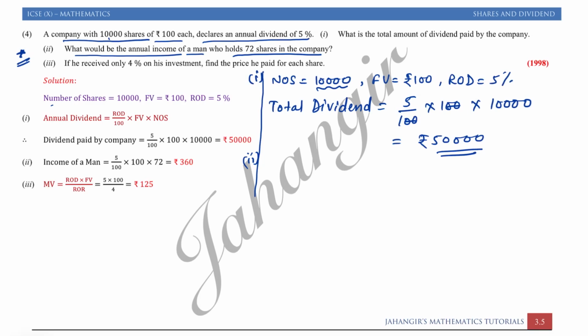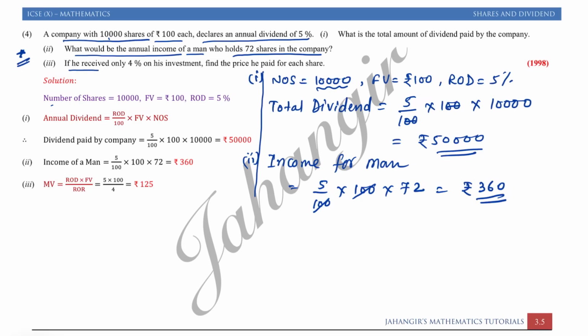So, income for the man. Same way we will take ROD 5 upon 100, because the same percentage the man is getting, but here the number of shares is 72. So 72 into 5 is equal to rupees 360. The man will get rupees 360 as the dividend. Now if he receives only 4% on his investment, find the price he paid for each share.